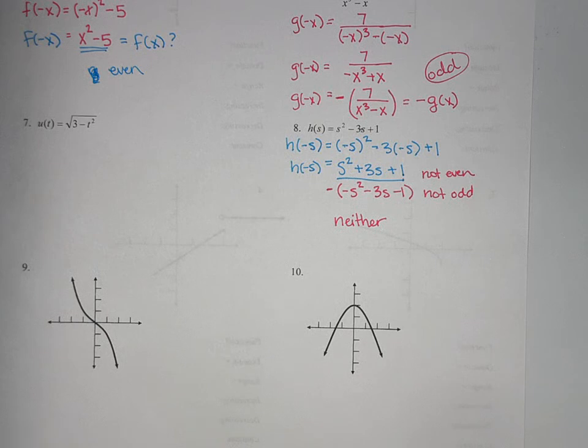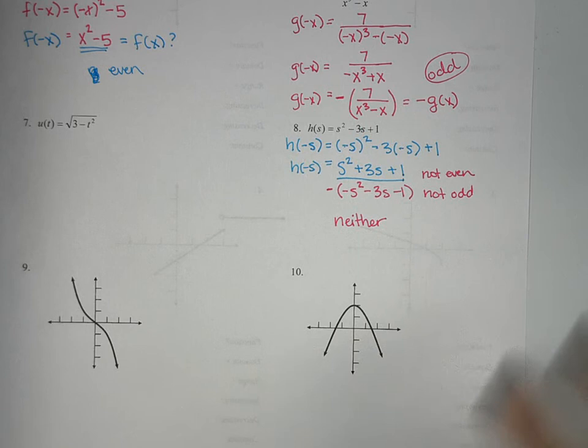Okay, 7 we can do in class, and we can look at that one together then. And then 9 and 10, these are graphs that you want to look to see. Are they symmetrical about the y-axis, or are they symmetrical about the origin?